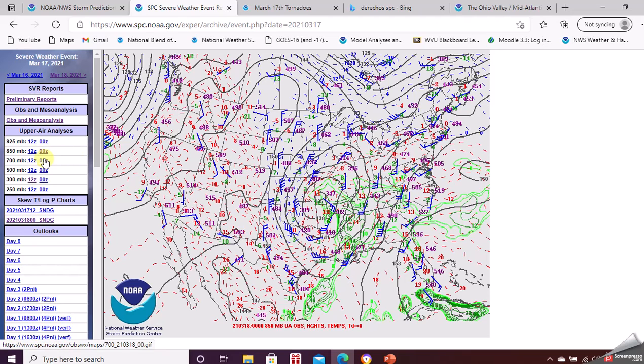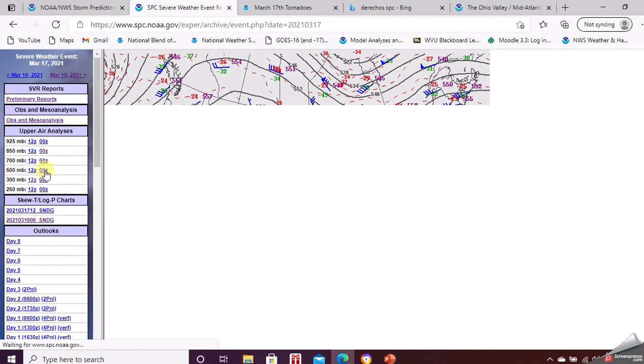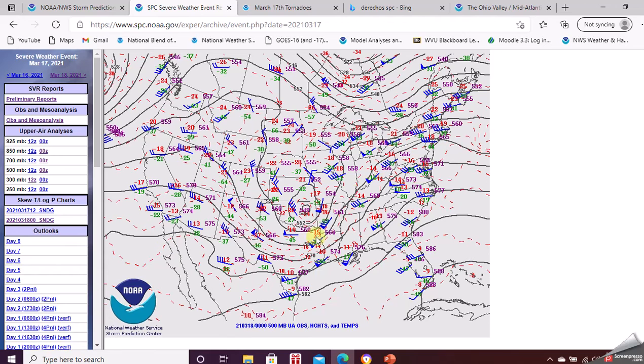Now let's go up to 700 millibars. Winds have turned a little bit southwesterly, haven't they? And if you go up to 500 millibars, they're now southwest, and they're really blowing. Some of these winds out here are 75 knots. So they're very strong winds from the southwest. You have very good wind shear over that.